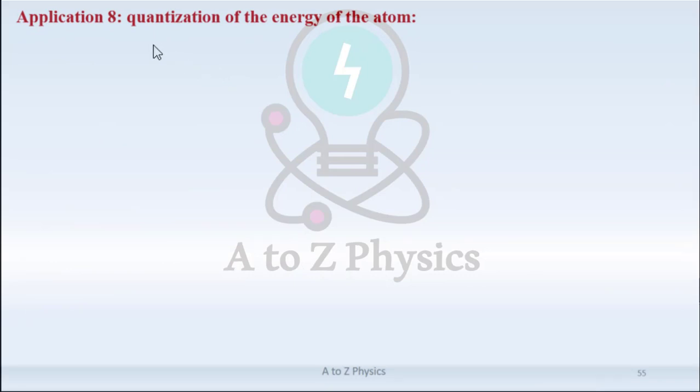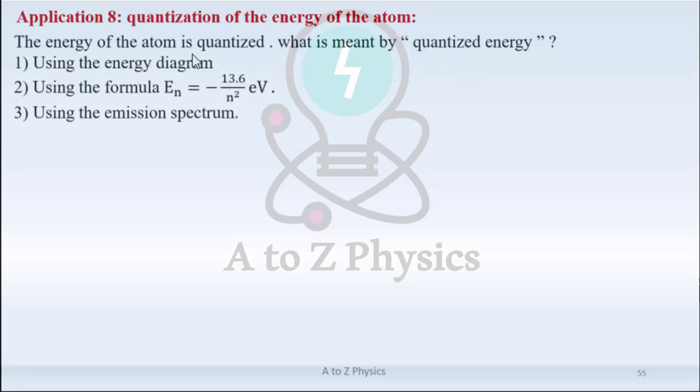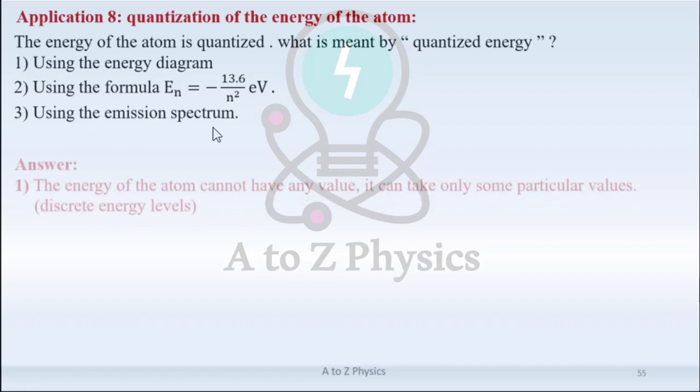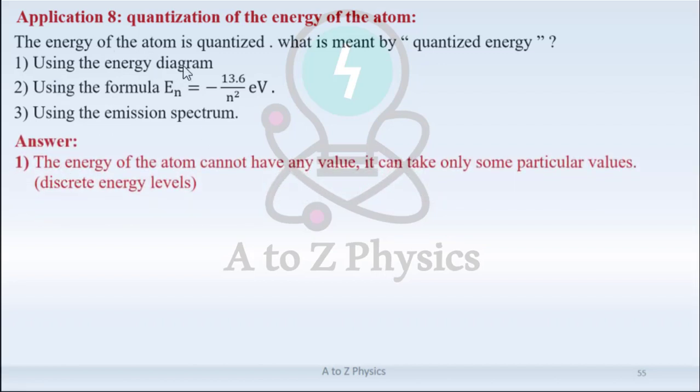Application 8. Quantization of the energy of the atom. The energy of the atom is quantized. What is meant by quantized energy? Answer this question using the energy diagram, using the formula En equals minus 13.6 over n squared electron volt, and using the emission spectrum. First, using the energy diagram, the energy of the atom cannot have any value. It can take only some particular values, so discrete energy levels.